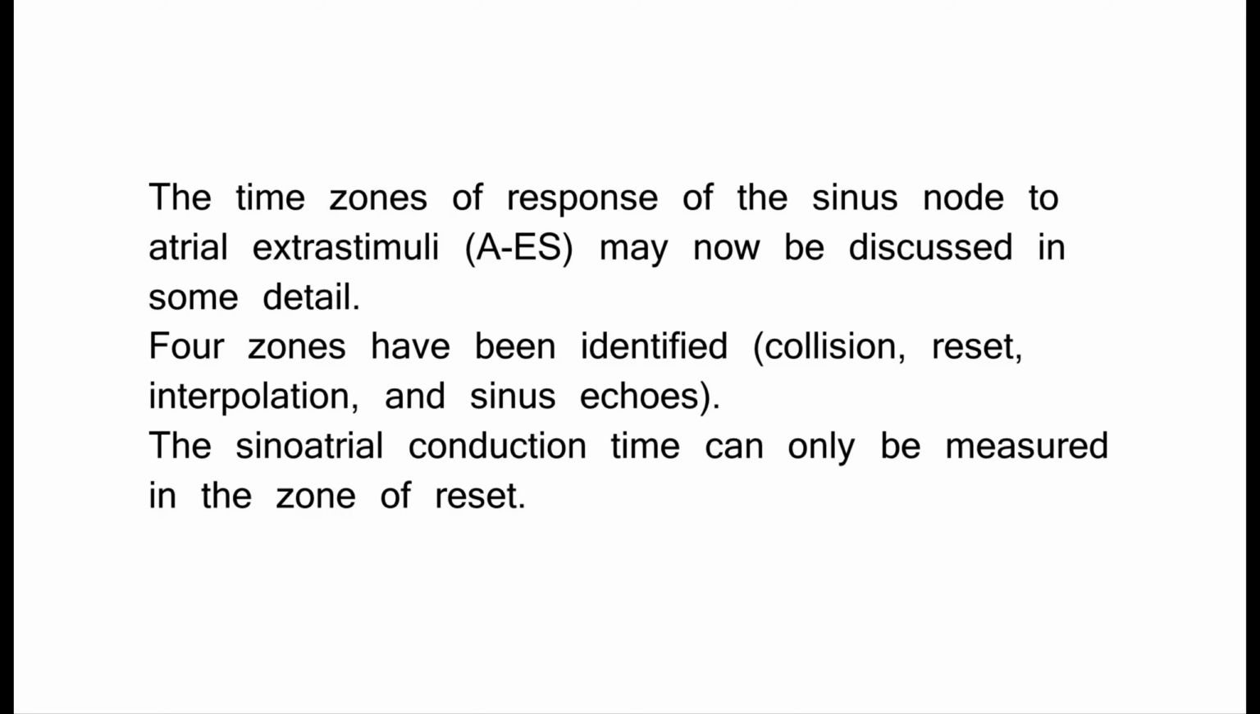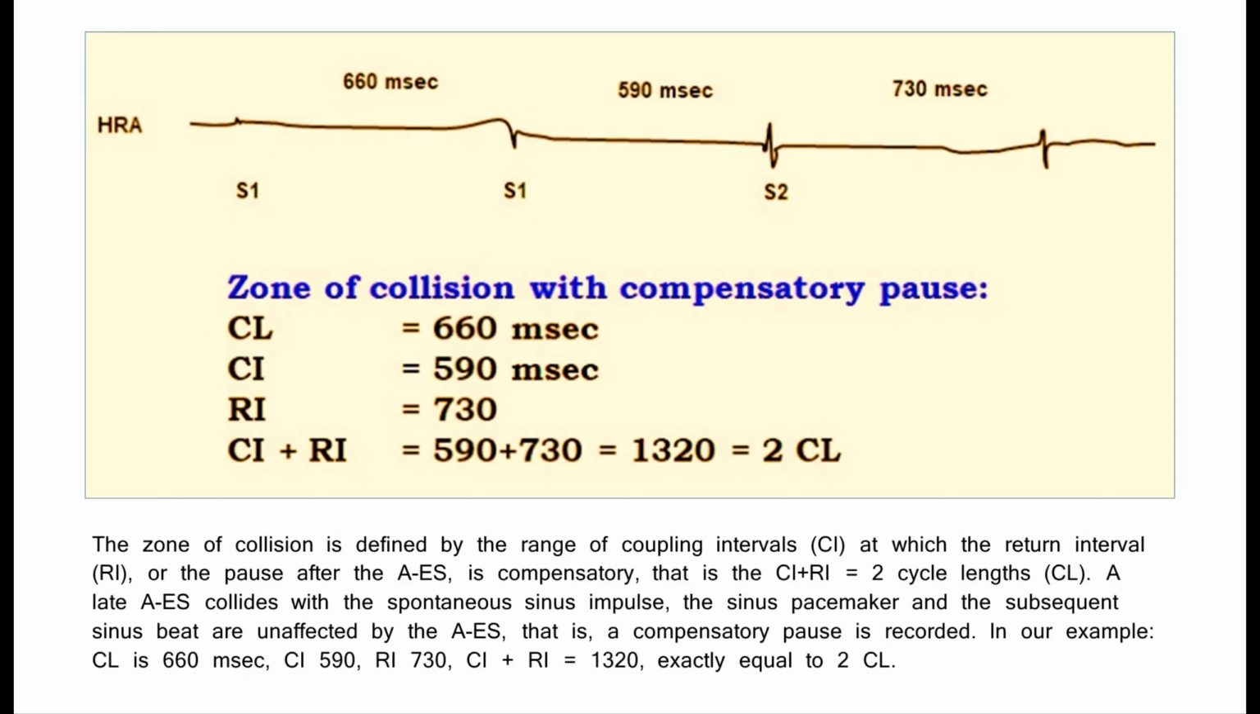The zones of response of the sinus node to atrial extrastimuli, AES, may now be discussed in some detail. Four zones have been identified: collision, reset, interpolation, and sinus echoes. The sinoatrial conduction time can only be measured in the zone of reset. The zone of collision is defined by the range of coupling intervals, CI, at which the return interval, RI, or the pause after the AES, is compensatory, that is, the CI plus RI equals 2 cycle lengths, CL.